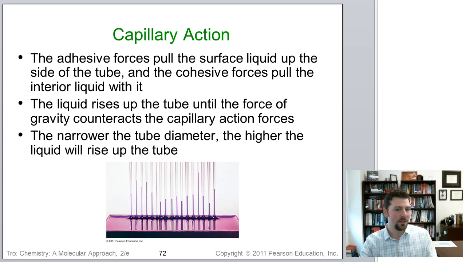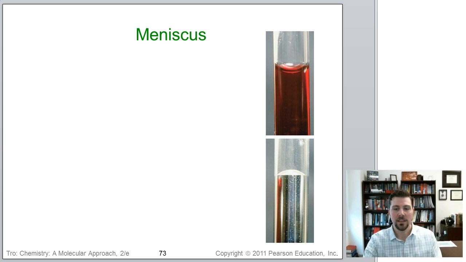So we get this capillary action. And it turns out the narrower the tube diameter, the higher the liquid will rise up the tube, because more liquid can be in contact with the glass when the tube is extremely narrow. And if you look real closely at some of these, you'll notice the meniscus.